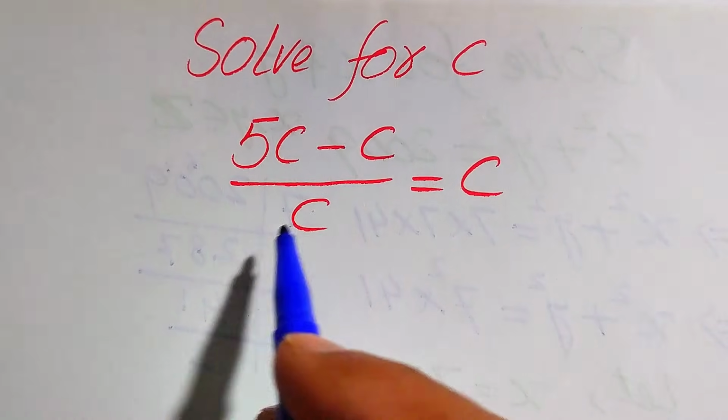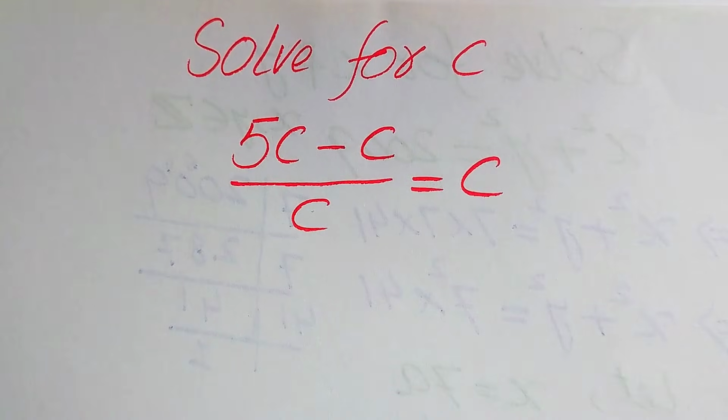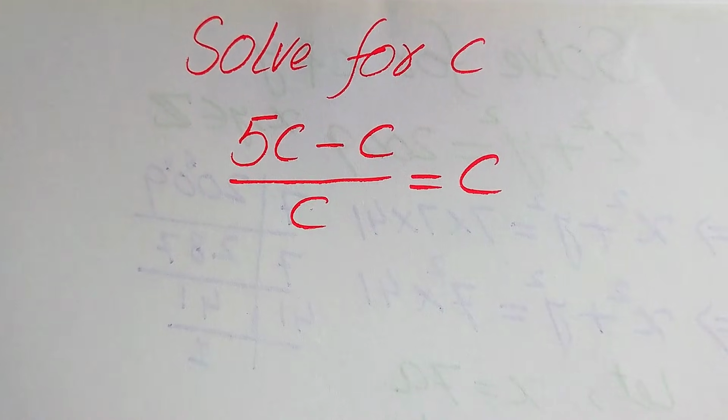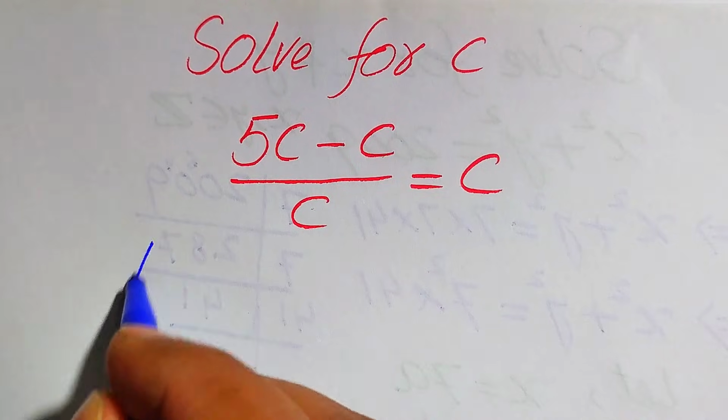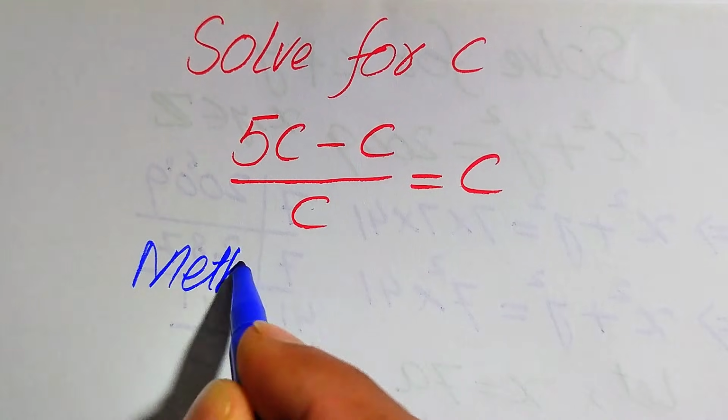So here we have 5c minus c divided by c is equal to c, and we solve this problem for all the values of c. First we need to find all the roots of this equation, and at the last we will verify which of the roots are solutions and which of the roots are extraneous roots. Further, we solve this problem by two methods. I hope you like both of these two methods.